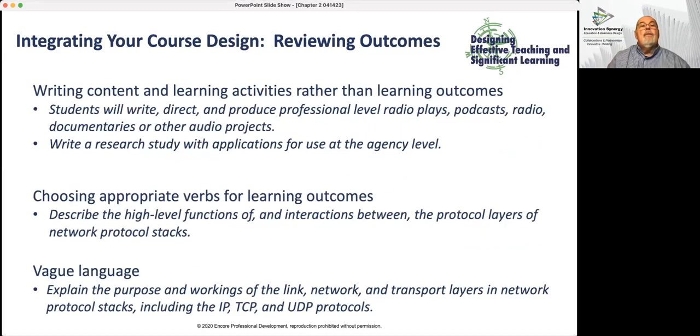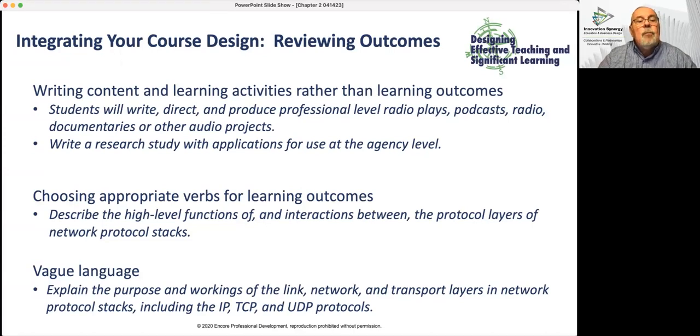So again, when you look at those, writing content and learning activities: students are going to write, direct, and produce a professional-level radio play. That's a how, that's not a what, okay? They're going to write a research study with applications. There again, that's a learning activity. That's a way to get to an outcome, all right?